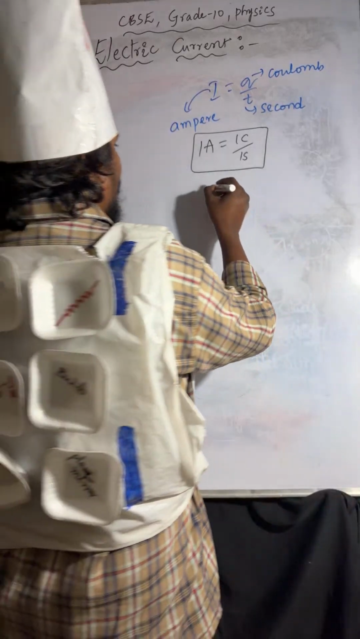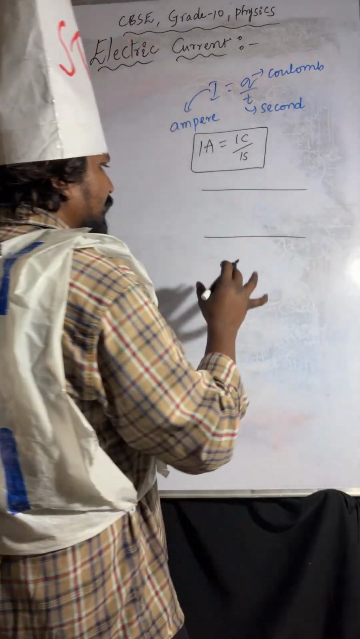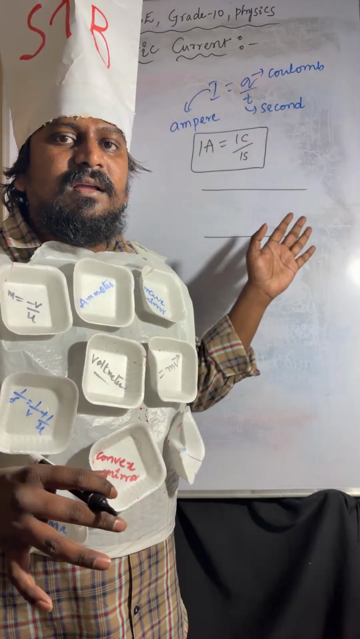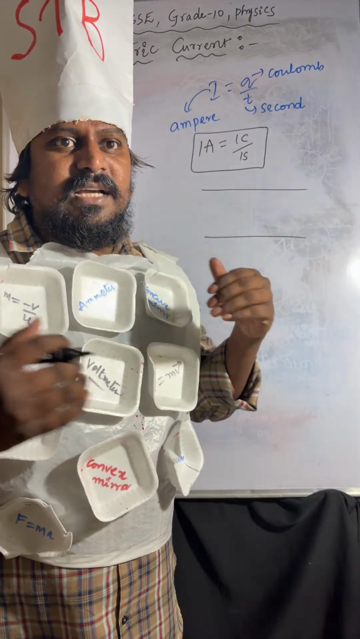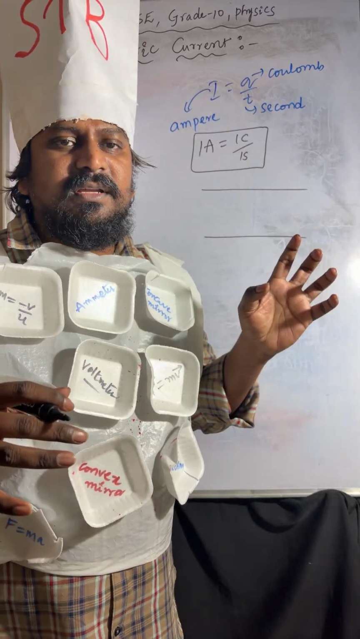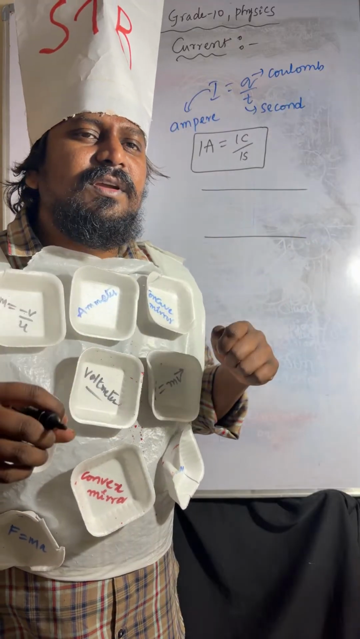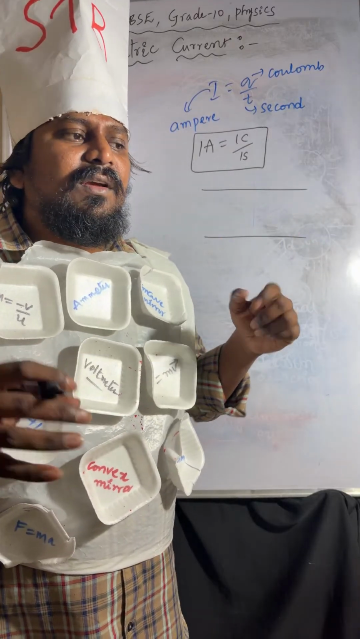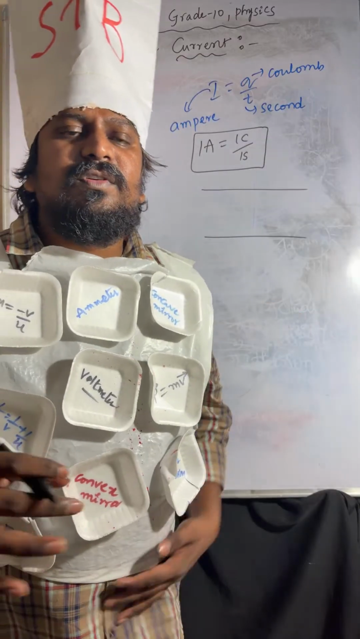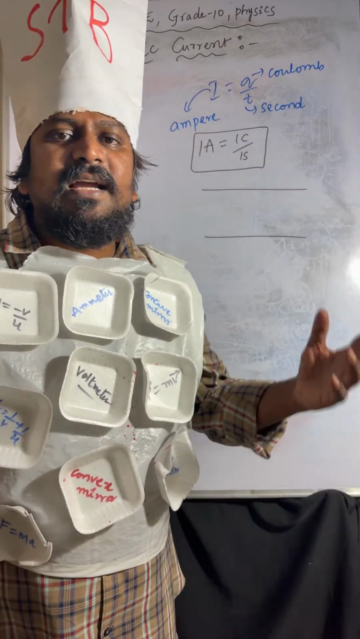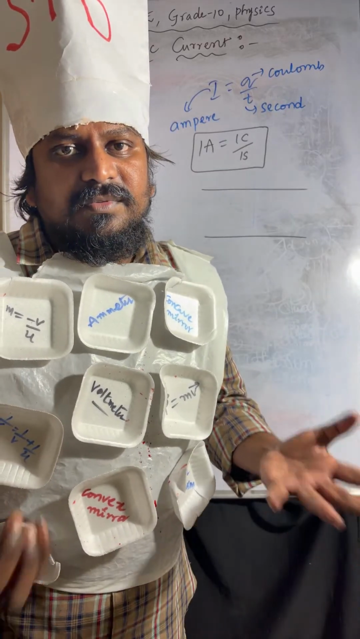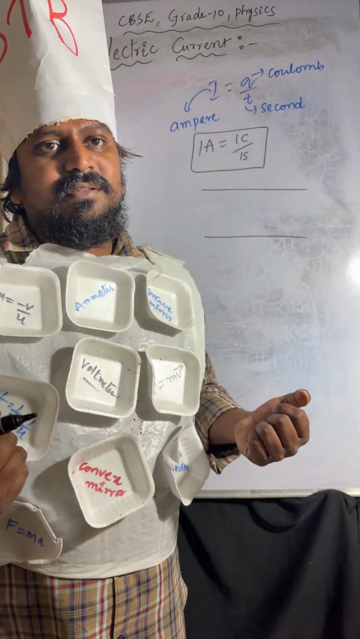So here in the conductor, I am assuming a conductor. Now here charges are moving. If only one electron is flowing, will you be able to say current is flowing? If only two electrons flow, or only three electrons flow, will you say current is flowing? No, we can't say, right? So when can we say current is flowing?